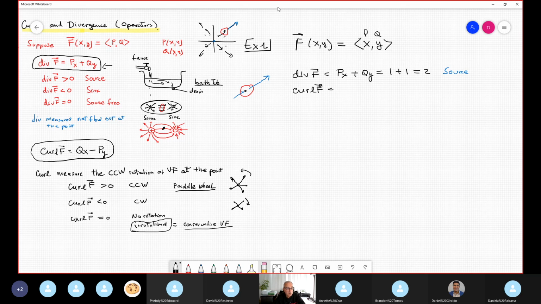If you want to compute the curl now, that's the formula: partial derivative Q with respect to x minus partial derivative P with respect to y. Q is y, and its partial derivative with respect to x is 0, minus P is x, whose partial derivative with respect to y is 0. So 0 minus 0 is 0. So no rotation, it is conservative.